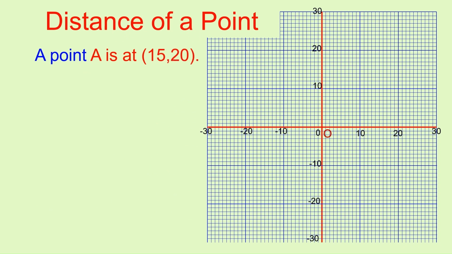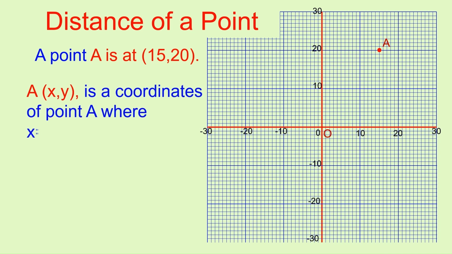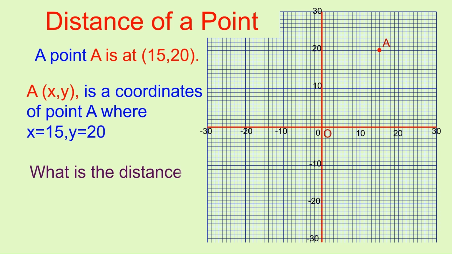Back to the coordinate geometry. We now work on distance of a point. A point A is at 15, 20. A(x, y) is the coordinates of point A, where x equals 15, y equals 20. What is the distance of A from origin O?